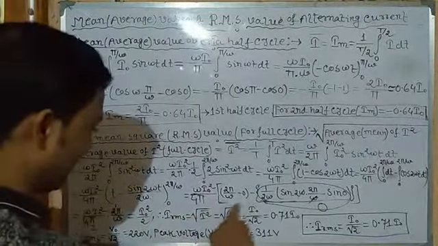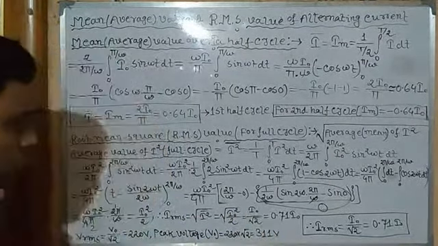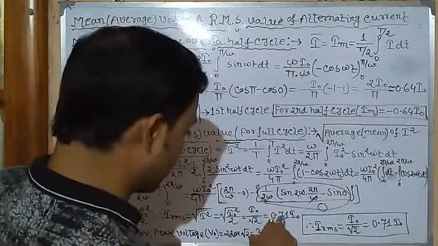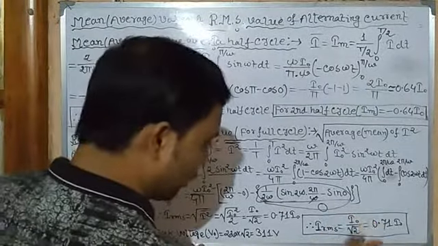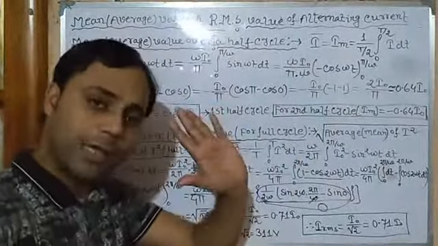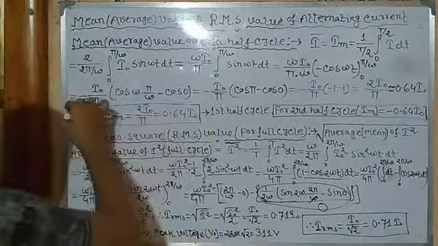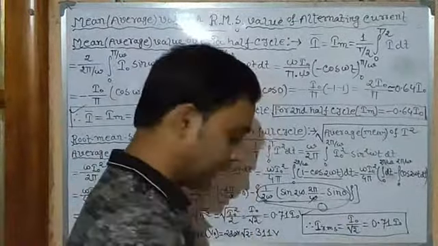So that is root over I0 square by 2, which is equal to I0 divided by root 2. If we put the value of root 2, that is 1.414, then we will get 0.71 I0. So we have got the I RMS value equal to I0 by root 2, equal to 0.71 I0. I0 is the peak value, I have already told. So we have already got the mean value, average value for half cycle, and the RMS or root mean square value of alternating current.